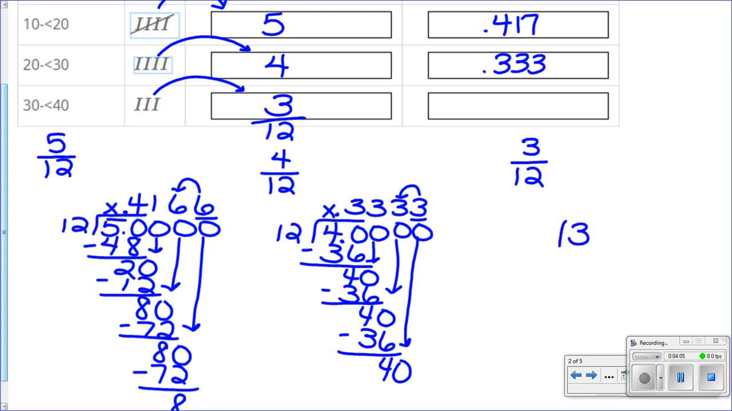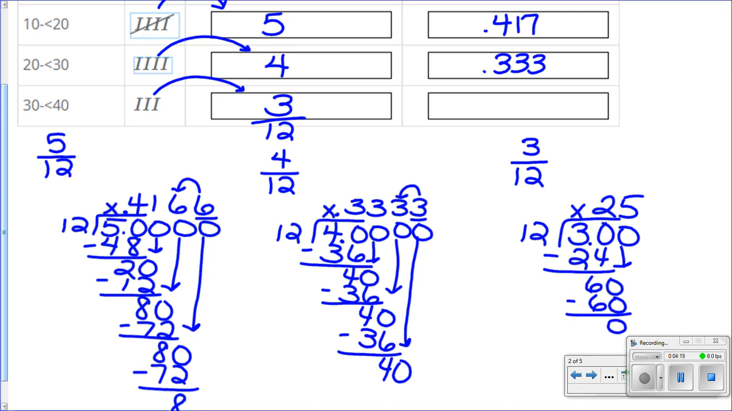And lastly, 3 divided by 12. 12 doesn't go into 3. Decimal 0. 12 into 30 is twice. Subtract. 12 into 60 is 5. 0.25. There is no rounding involved in this question because it terminated before it got to the 10,000ths place.